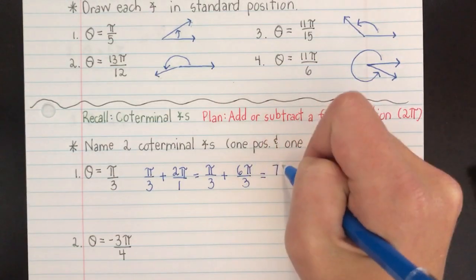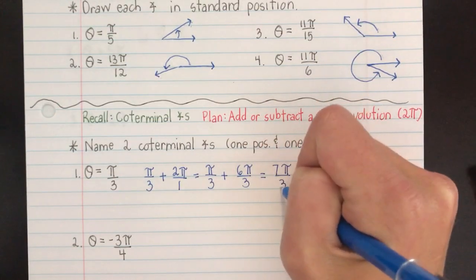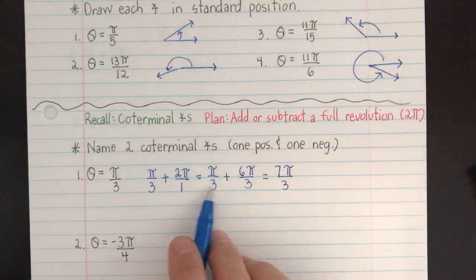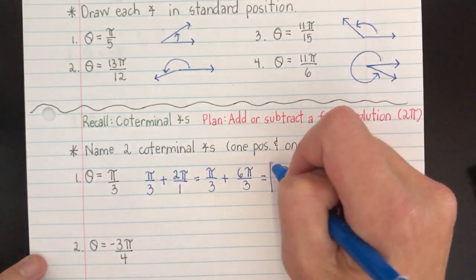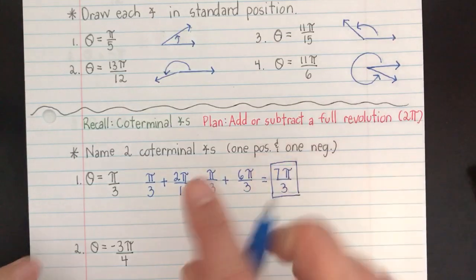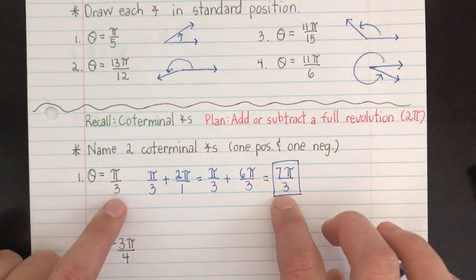So that would be 7 pi over 3. Pi plus 6 pi is 7 pi. Keep the denominators the same. So these two angles are coterminal angles.